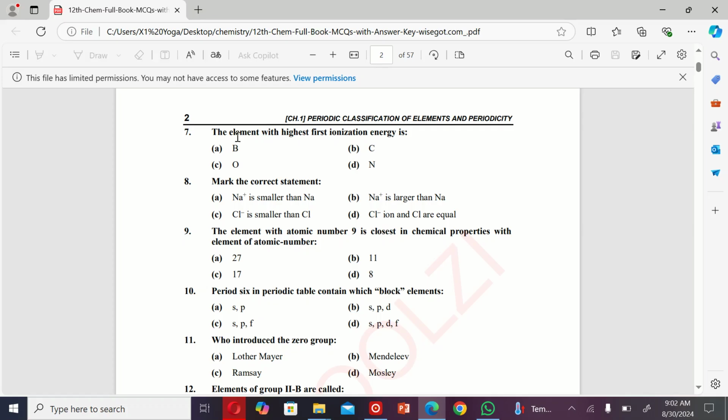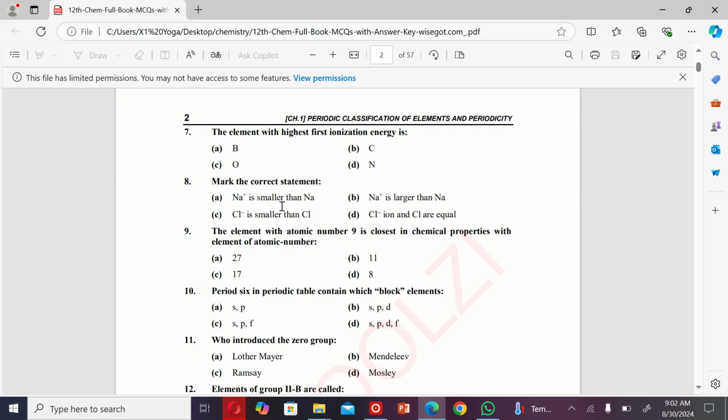The next MCQ is: the element with the highest first ionization energy is A, B, B, C, C, O, and D, N. So the correct option is D, nitrogen.